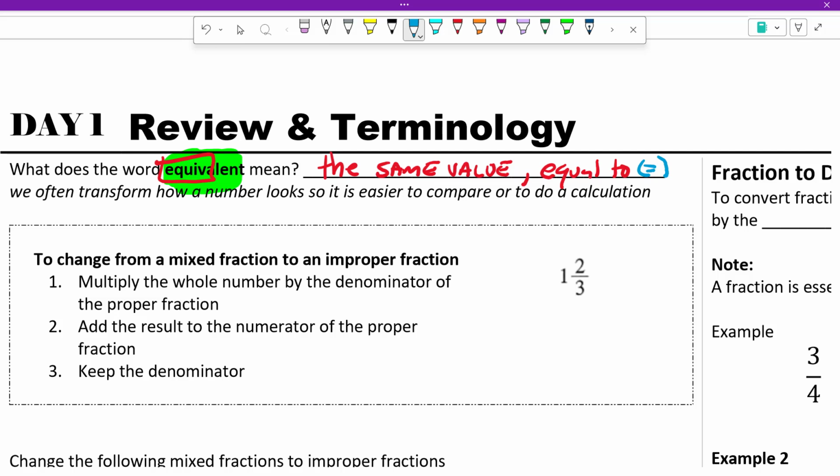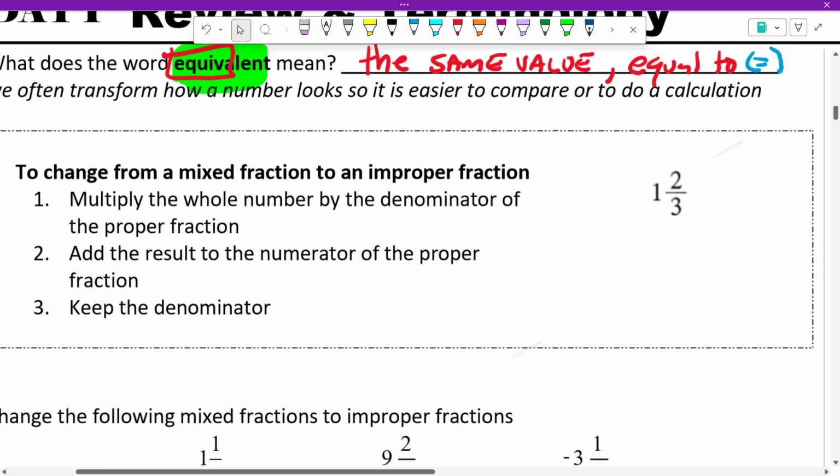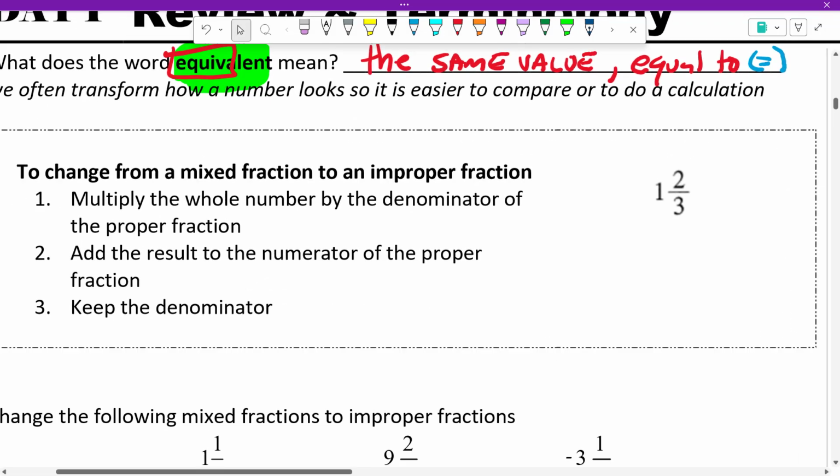Now, one of the things that we had to do last year is if we have a mixed fraction. Remember, a mixed fraction is when you have a whole number sitting outside like this, and we had to change it to an improper fraction. Does anybody remember how that happened? So remember, an improper fraction, or just a regular fraction, is when you have two numbers.